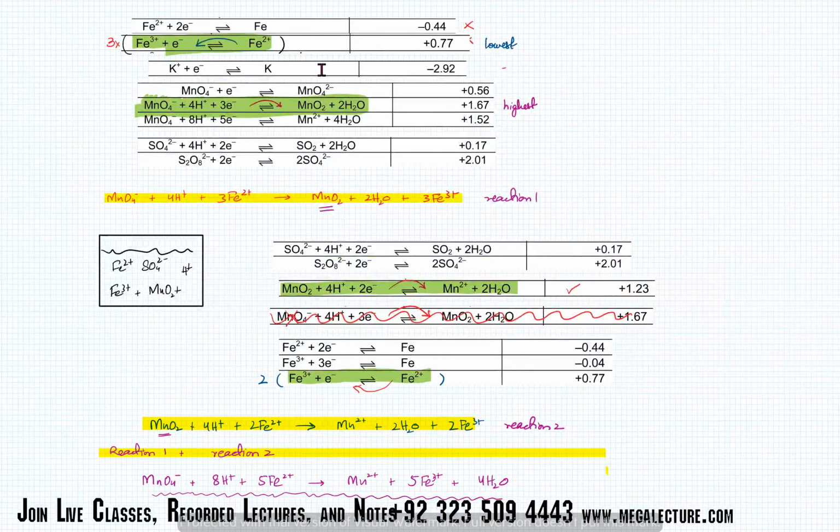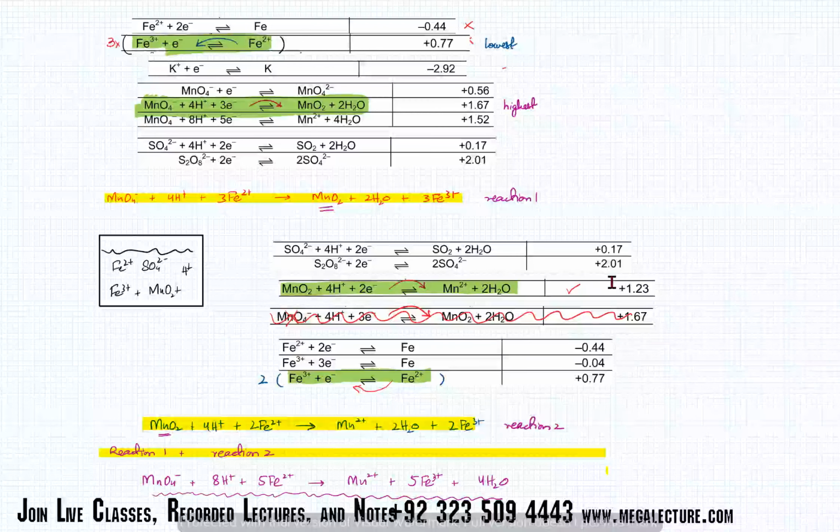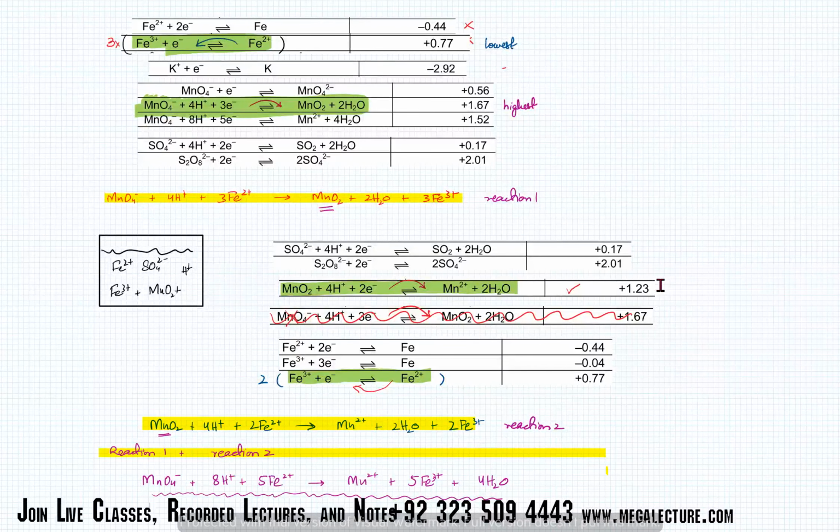Okay, पहले MnO4 got converted into MnO2. It was the highest potential, that's why. Then the MnO2 got converted into Mn2 plus. It was still the higher potential, right? So we did everything right. Again, fact क्या है कि the MnO4 got converted into Mn2 plus.